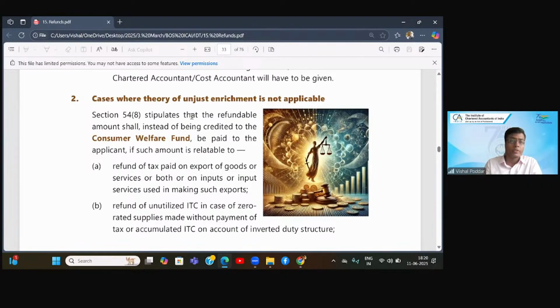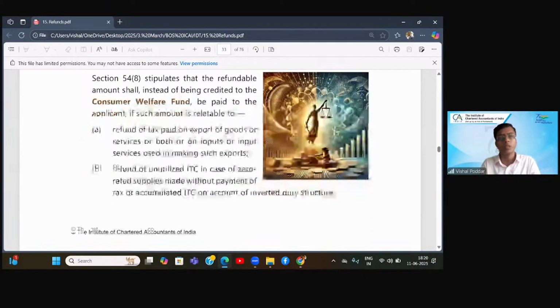Section 54 stipulates that refundable amount shall, instead of being credited to the consumer welfare fund, be paid to the applicant. So the question would be, in what cases shall the refundable amount, instead of being credited to the consumer welfare fund, be paid to the applicant? So this will be the particular question. See, when it will be paid to you and not transferred to the consumer welfare fund. In other words, where theory of unjust enrichment will not apply. In other words, where you will get the refund. Now, what are these cases?